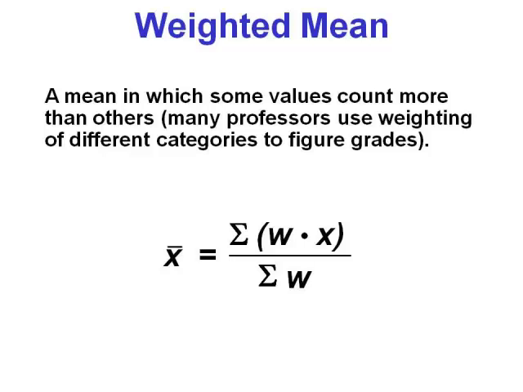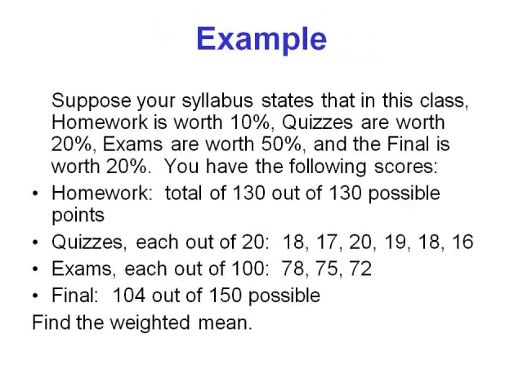Next, we're going to talk about a weighted mean, which is when some categories count for more than other categories, which is what many professors use to calculate grades. So let's say you're taking a class and this is what your syllabus says. Homework's worth 10%, quizzes are worth 20%, exams are worth 50%, and the final's worth 20%.